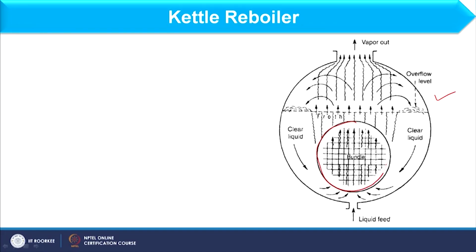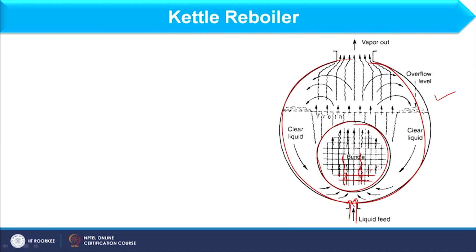the bundle is very small in comparison to the shell. Okay. Shell diameter is this much, and from the bottom we get the liquid from the distillation column, and when this liquid comes in contact with the tubes, at the outer surface of the tubes, boiling will take place. Okay. Continuously liquid is coming, continuously vapors are formed, and the movement of the vapor will be upward, right.